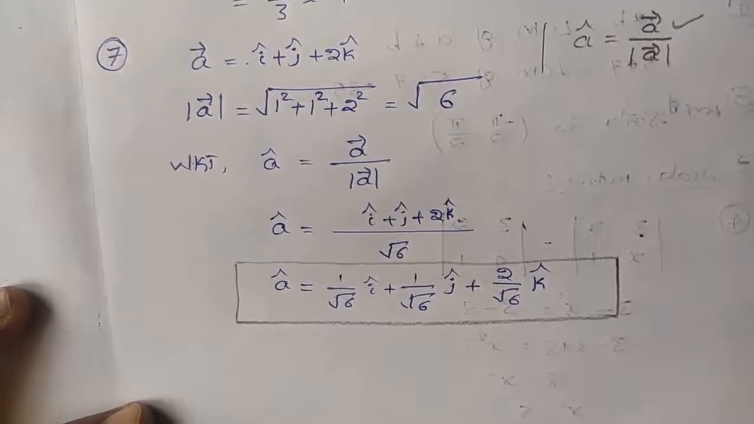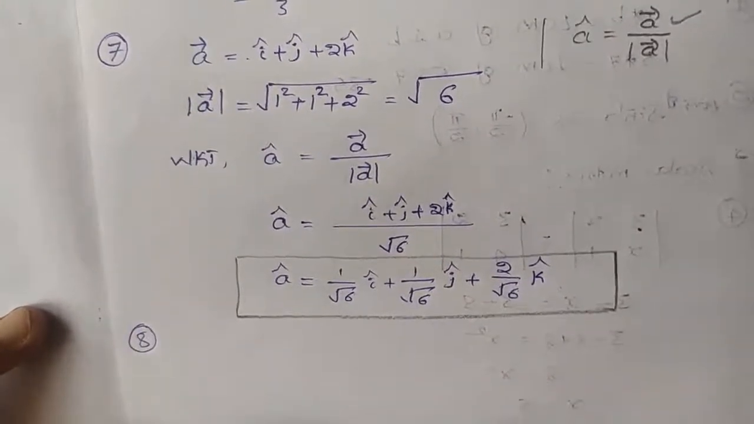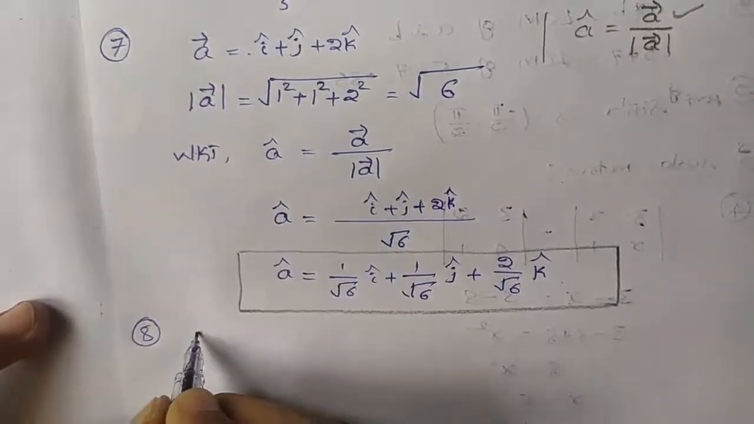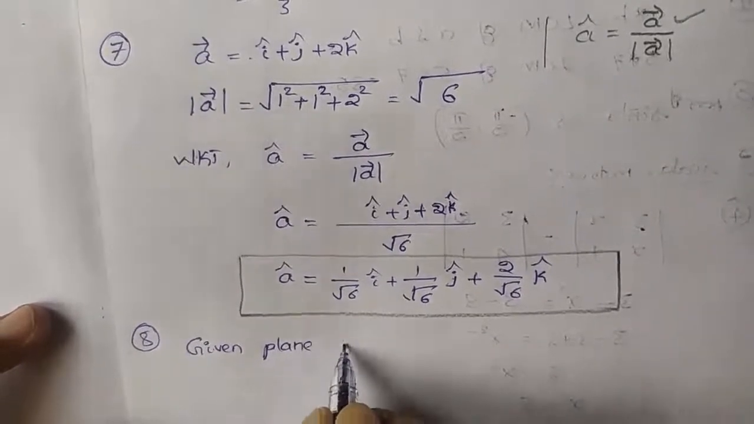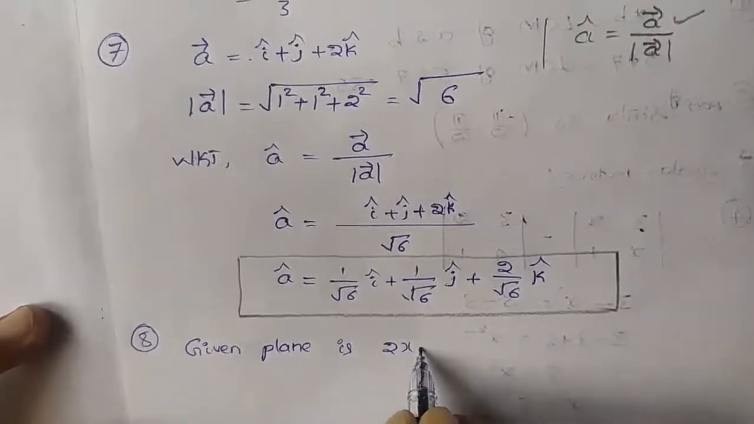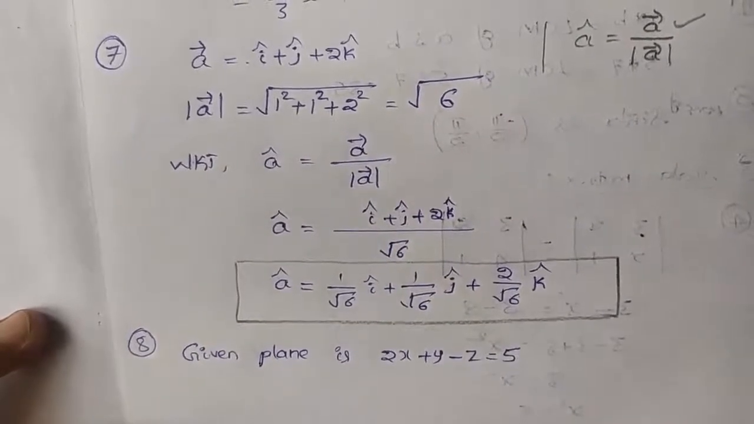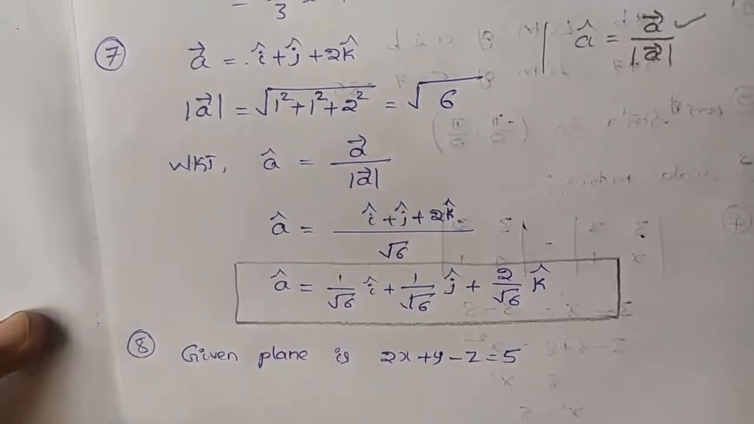Next, see the eighth question. Find the intercept cut off by the plane. So plane is given, plane is 2x plus y minus z equals to 5. We have to find the intercept cut off by the plane. We have to find the intercepts.